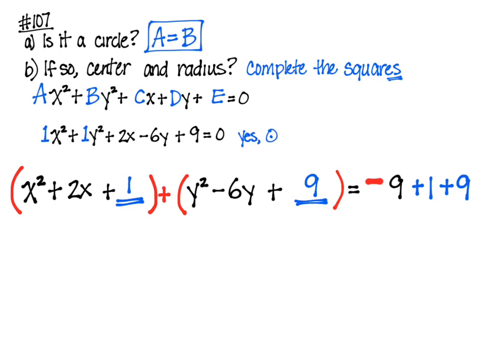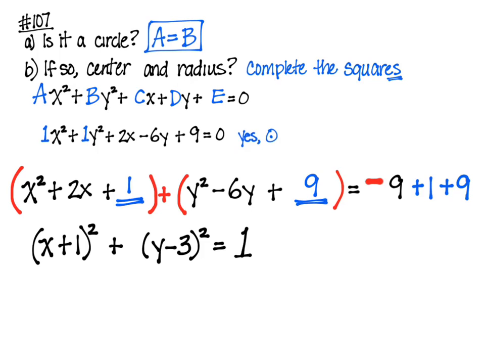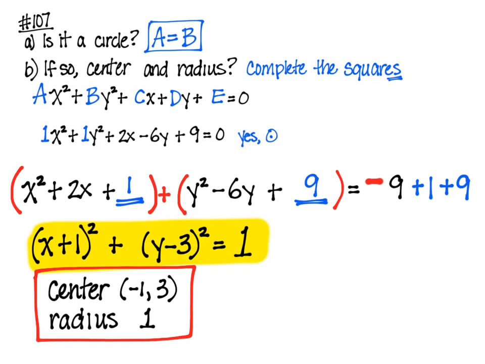But don't forget that if you add those, the 1 and the 9, to the left side of the equation, you have to add 1 and 9 to the right side of the equation. Simplifying everything, because now we've got this trinomial that can be factored, and this other trinomial that can be factored, and we simplify the constants. You now see that you have a circle with a center of -1, +3, and a radius of 1. And that's the end of the problem.